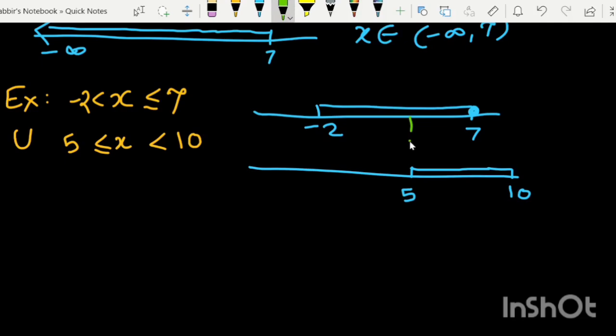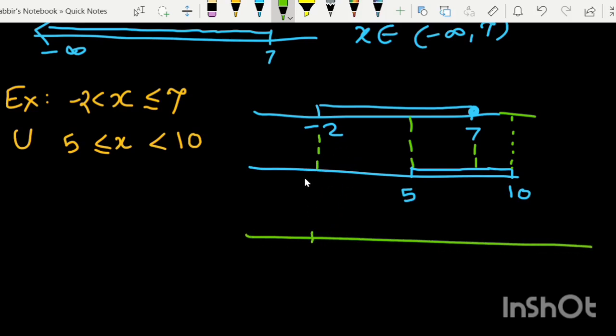So again we will draw perpendiculars from these points where the inequality is starting or ending. So at minus 2, we will draw a perpendicular. As you can see here, from minus 2 to 5, there is no x in the second inequality, but the first inequality definitely has x. So since we are taking the union, we will take all the points from minus 2 to 5.